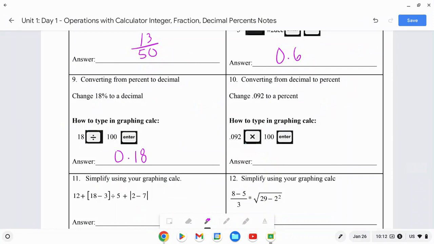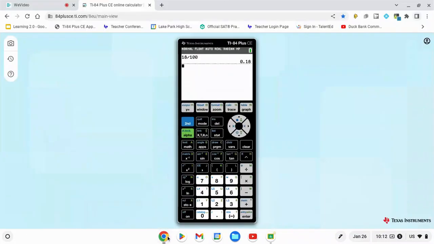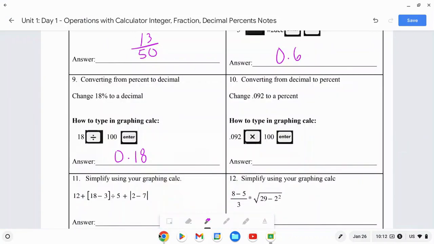So if we want to go in the other direction, if we want to convert from a decimal into a percent, we're going to multiply by 100 instead of divide by 100. So 0.092. I'm going to start by typing in 0.092 and then hit times 100 to convert it into a percentage. So 0.092 as a percentage would be 9.2%.